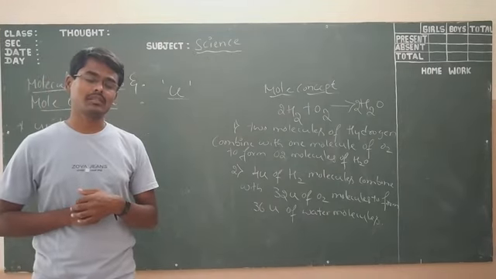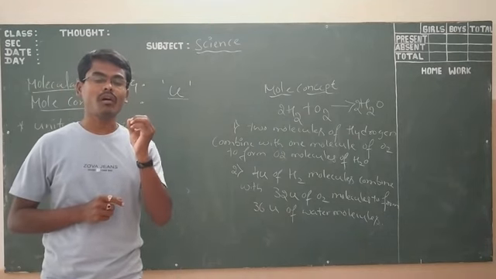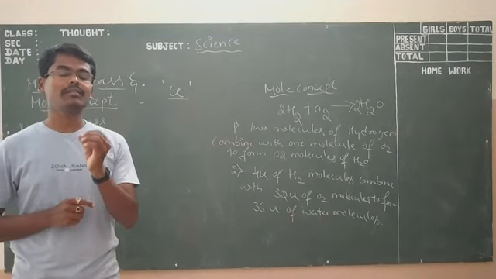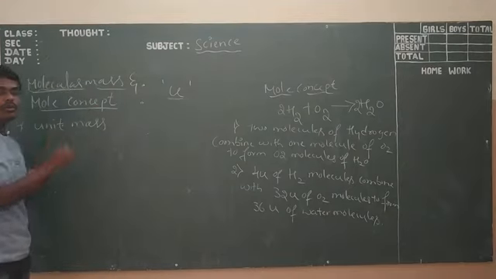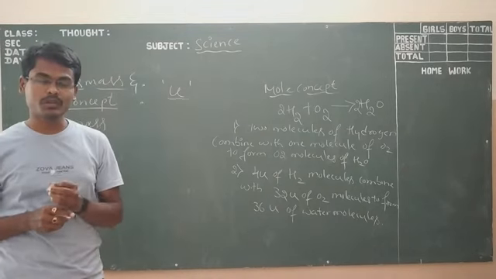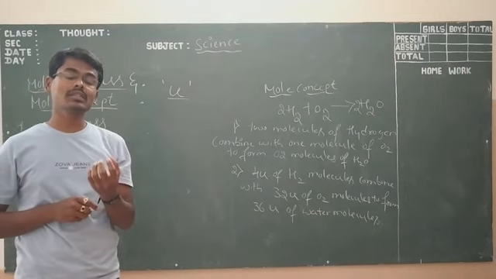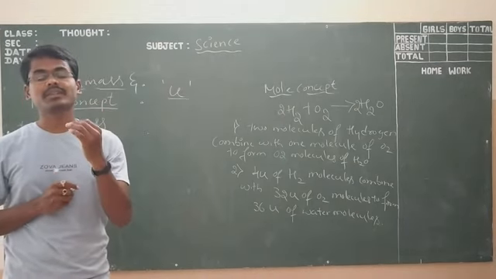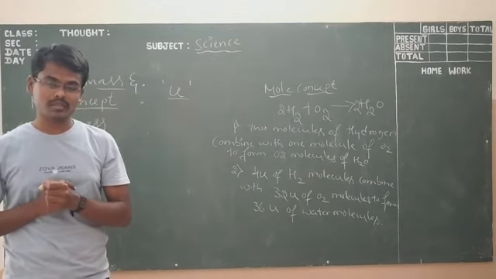What is that molecular mass? The sum of the atomic masses of all atoms present in a molecule of a substance, that we call molecular mass. The word itself indicates molecule. What is a molecule? A group of atoms that combine to form a molecule. We are going to calculate the mass of that molecule. In other words, the sum of the atomic masses of the atoms present in a molecule gives you the molecular mass, right?